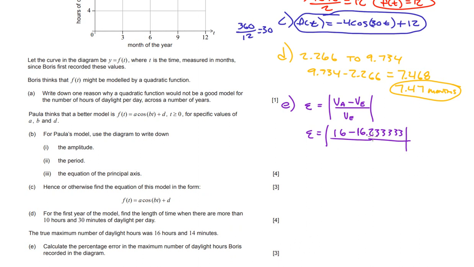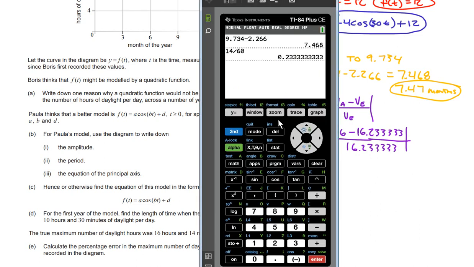So that's 16.2333 hours divided by VE, which is our 16.2333. Again, as many threes as you can handle putting in there, and away we go. So let's try this one more time. Second y equals gives us our fraction. So we're going to do 16 minus 16.2. I'm going to do 6 of them on there. That should be more than enough. Over 16.2, 1, 2, 3, 4, 5, 6.